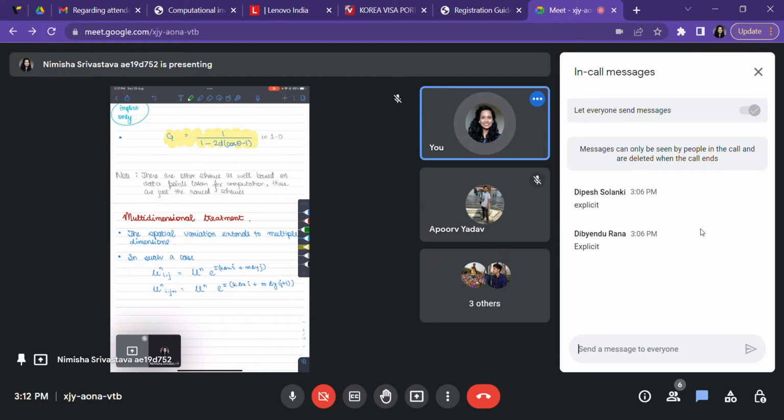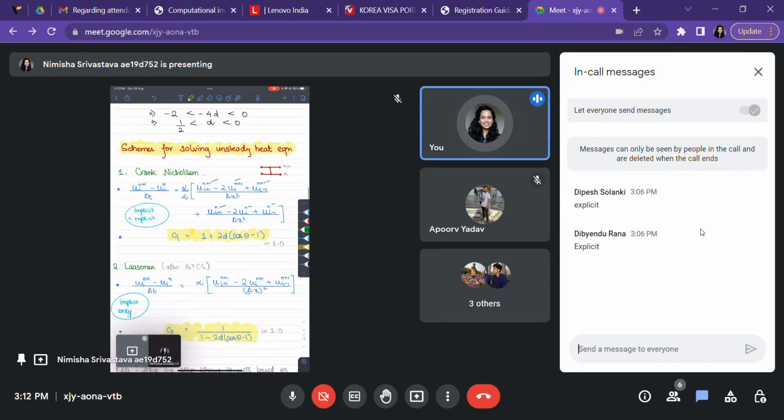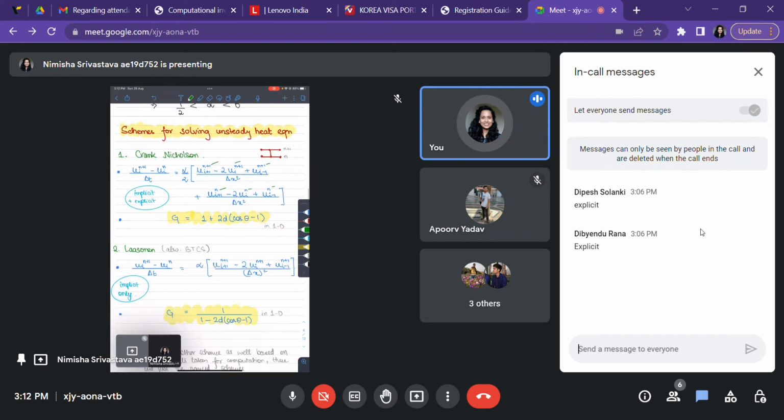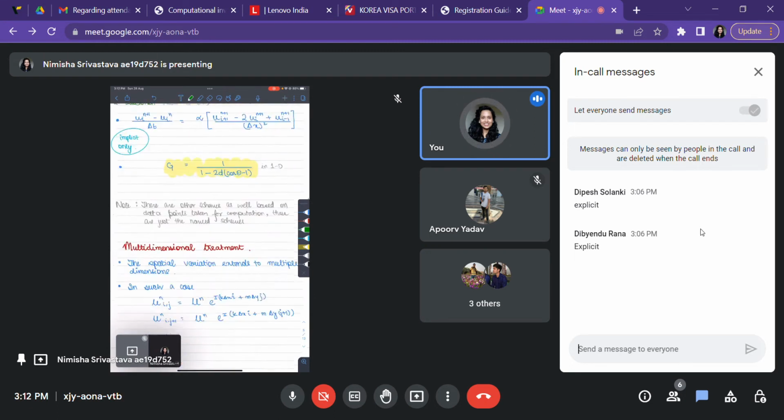These are just the named schemes. The reason I have written down the Crank-Nicolson and Laasonen schemes is that in your assignment you might see these recurrences. Then you can directly use this expression for G, that is the amplification factor, to solve your questions.